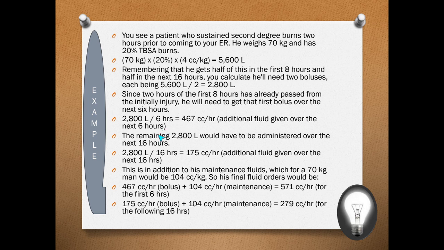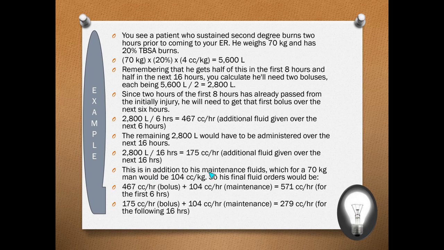Of course, this is the fluid deficit. It's not the daily requirements. You have to add the daily requirements. The patient is not going to be fasting, you give him fluid replacement for his daily requirement. Now the remaining 2800 would have to be administered over the next 16 hours. That means 2800 divided by 16 gives 175 per hour, additional fluid also given over it.